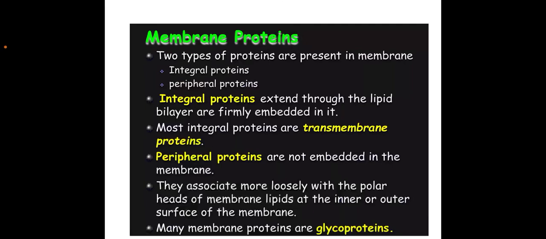Next is the membrane proteins. Two types of membrane proteins are present in the plasma membrane: integral proteins and peripheral proteins. Integral proteins extend through the lipid bilayer and are firmly embedded in it. Most integral proteins are transmembrane proteins. Peripheral proteins are not embedded in the plasma membrane. They are associated more loosely with the polar heads of the membrane lipids at the inner or outer surface of the membrane. Many membrane proteins are glycoproteins.